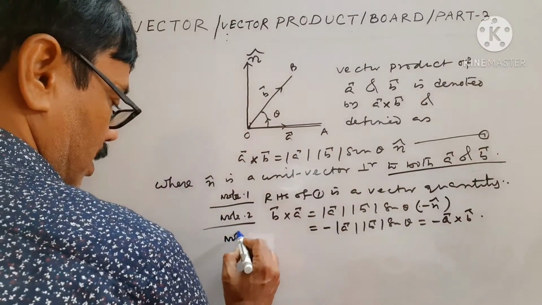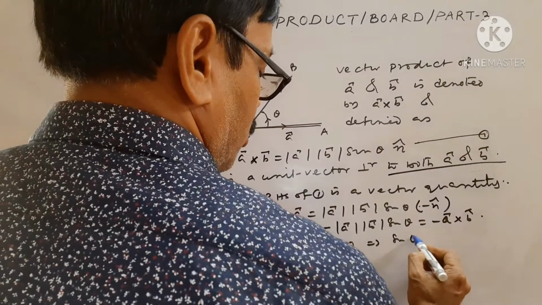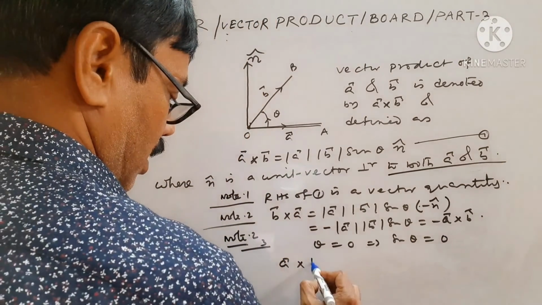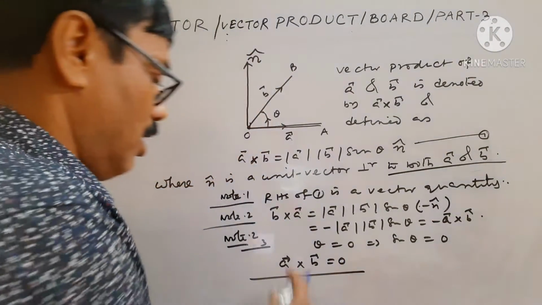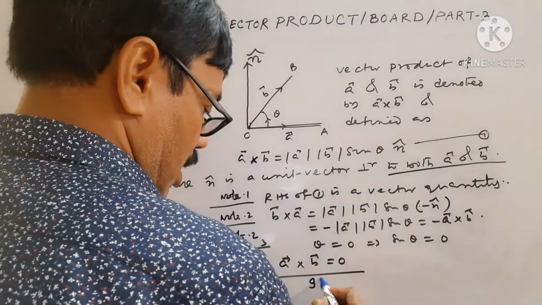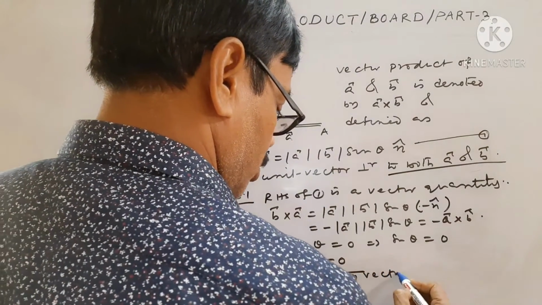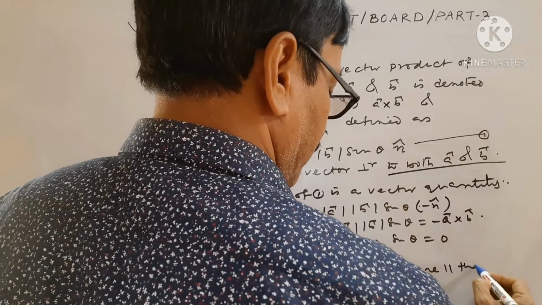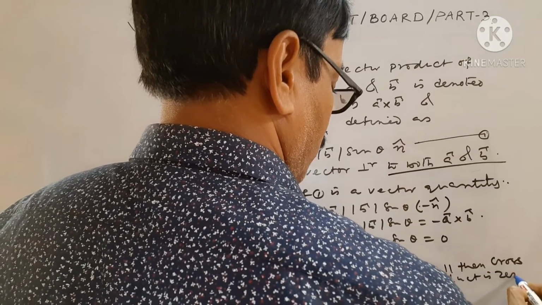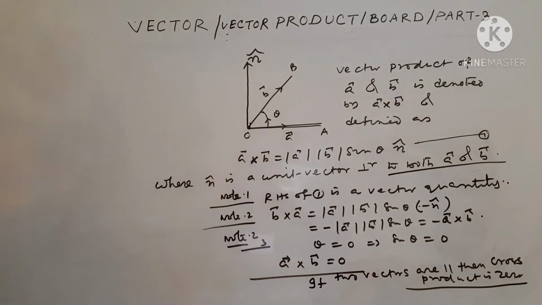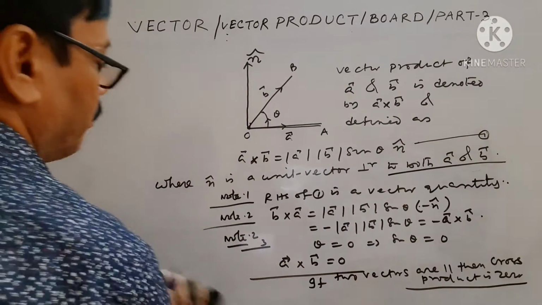Next, note 3. If theta equals 0, then sine theta equals 0. So A cross B equals 0. So if two vectors are parallel, then their cross product is 0. So using these notes we will solve problems.